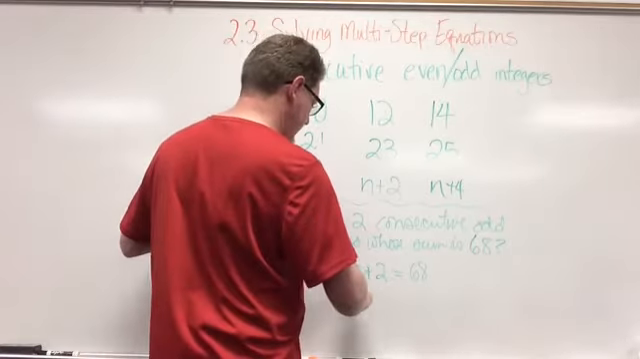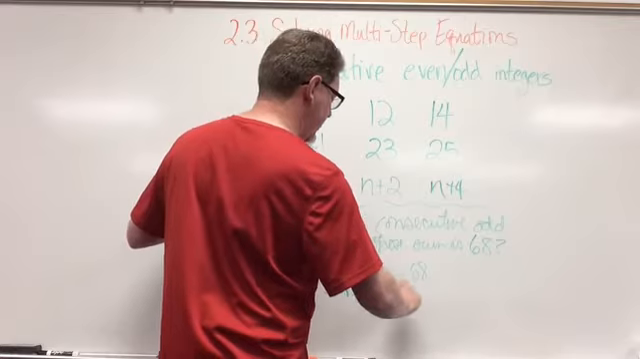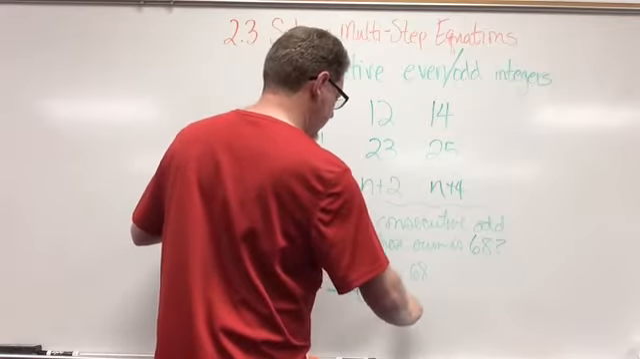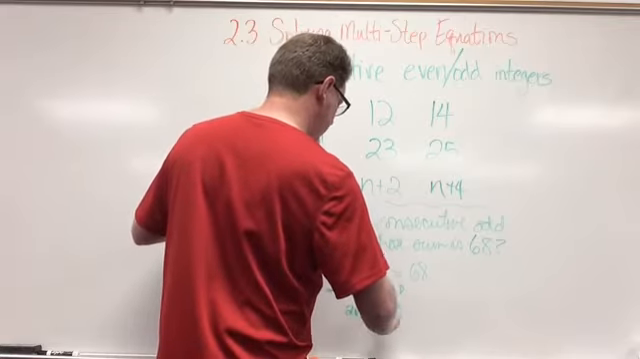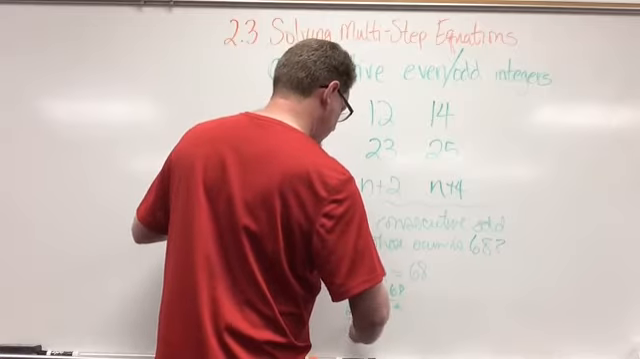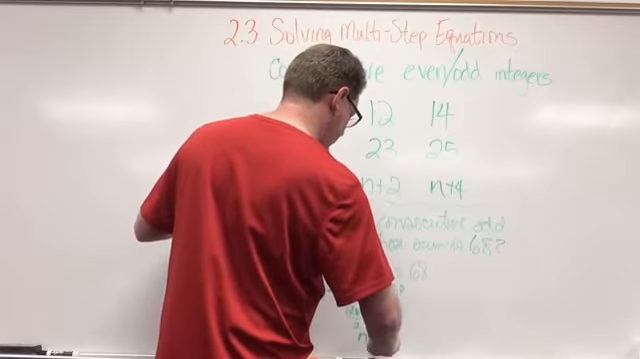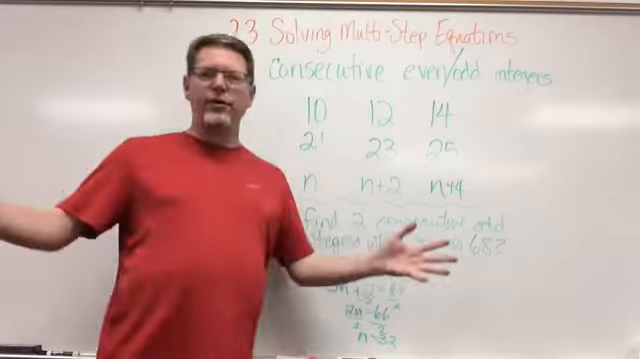n plus n is 2n, plus 2 equals 68. Subtract 2 from both sides. So 2n equals 66. Divide by 2 on both sides. n equals 33. Bam, I'm done, 33.